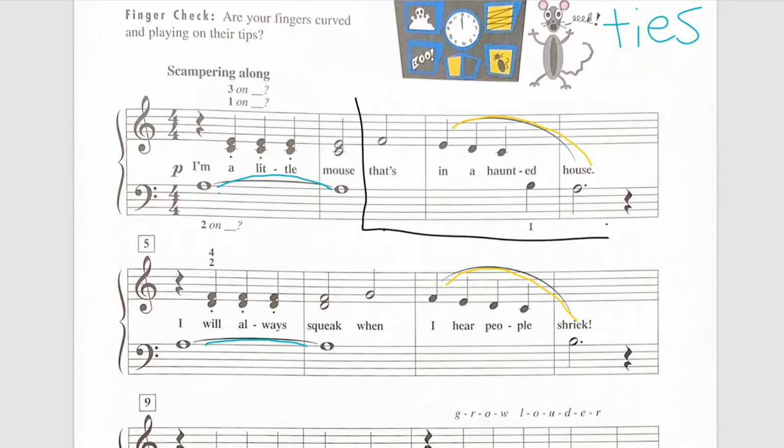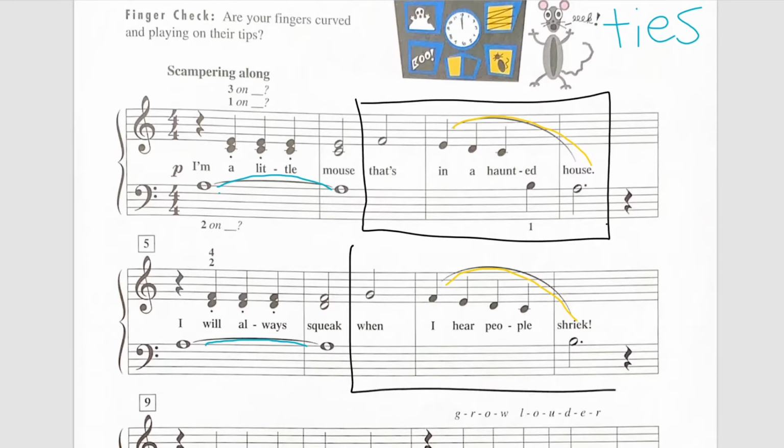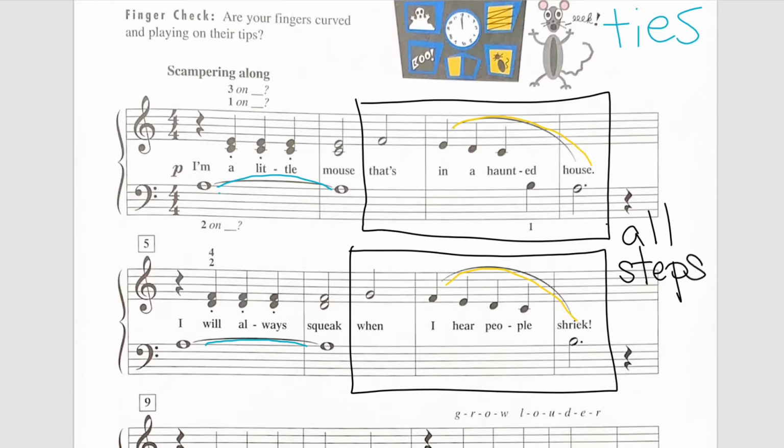Now let's turn our attention to the last half of each of these lines. Everything in these boxes is moving by steps. They move from space to line, line to space, and so forth. All steps in the second half of the first 2 lines.